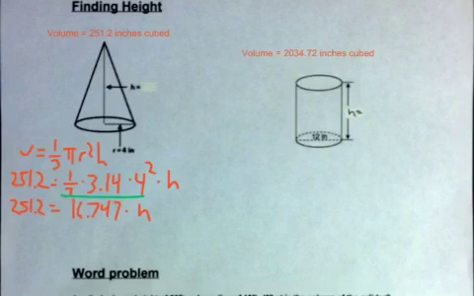times h. And just like in the previous problem, I want to get rid of this that's in front of the h. To get rid of it, divide both sides by that number. So when you divide both sides by 16.747, you end up with something like 14.99999, but in reality that is super close to just 15. So 15 equals our height. So 15 inches would be our height there.